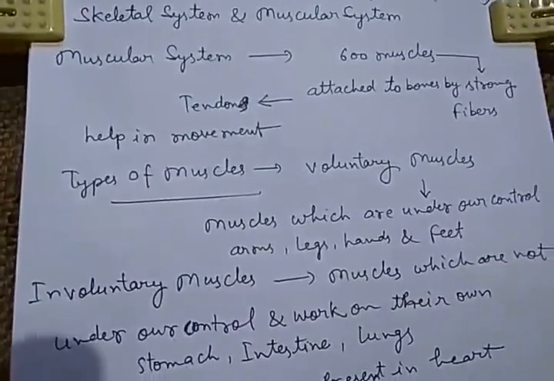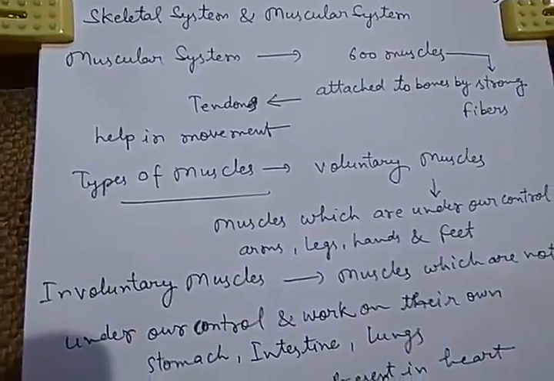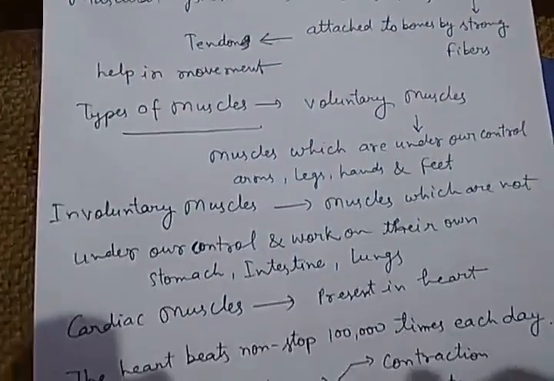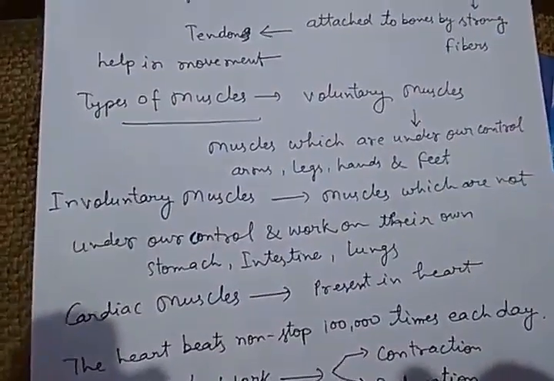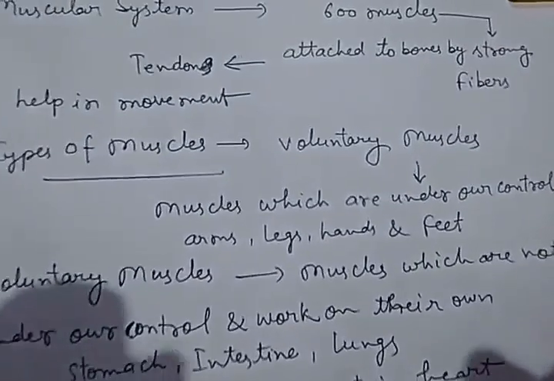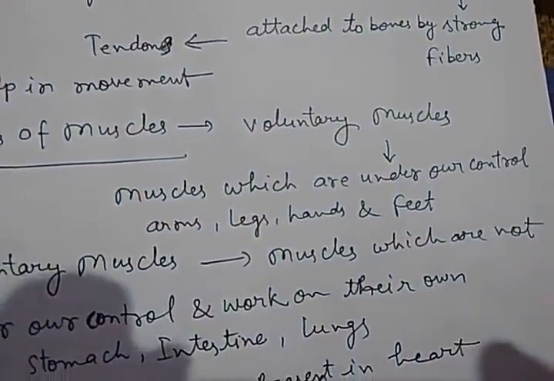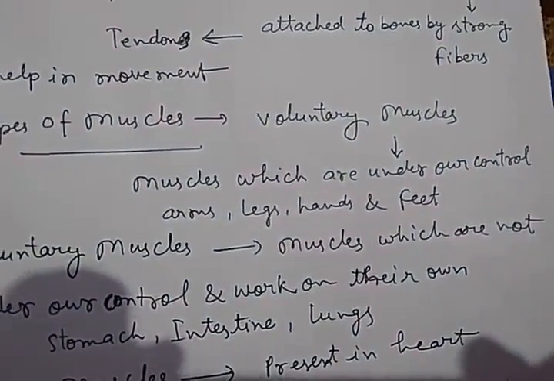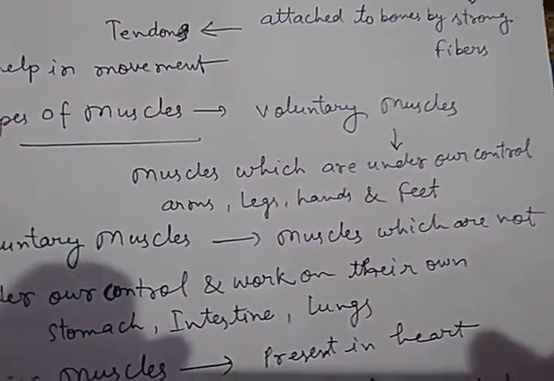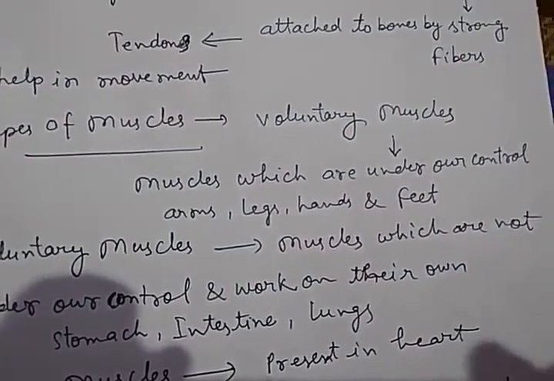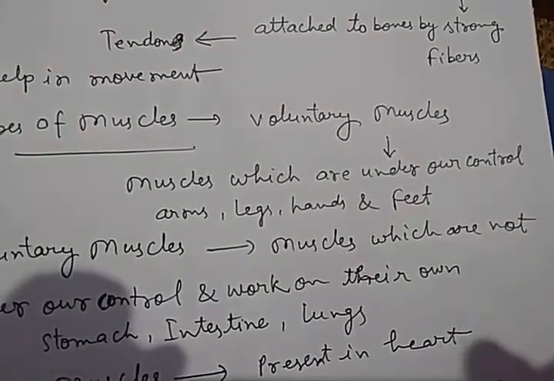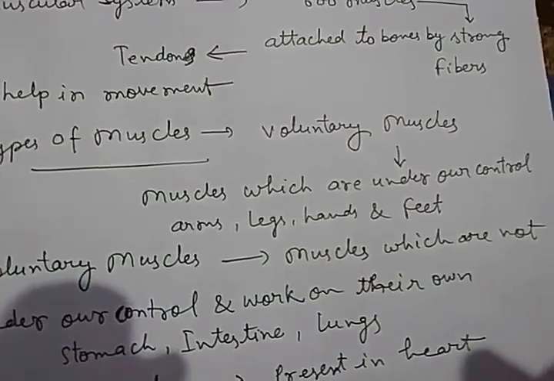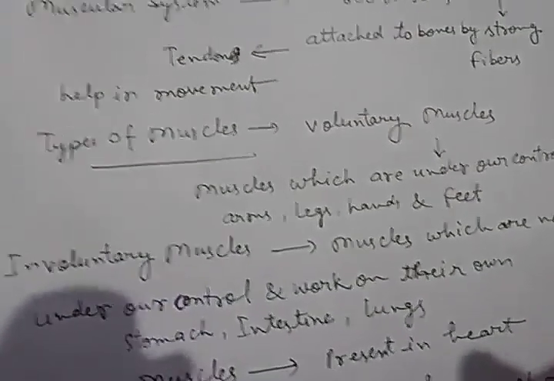Now types of muscles. There are three types of muscles: voluntary muscles, involuntary muscles, and cardiac muscles. Voluntary muscles are those muscles which are under our control and work according to our wish. Whenever we want, we can move these parts: arms, legs, hands, and feet. That's why voluntary muscles are present in these parts.